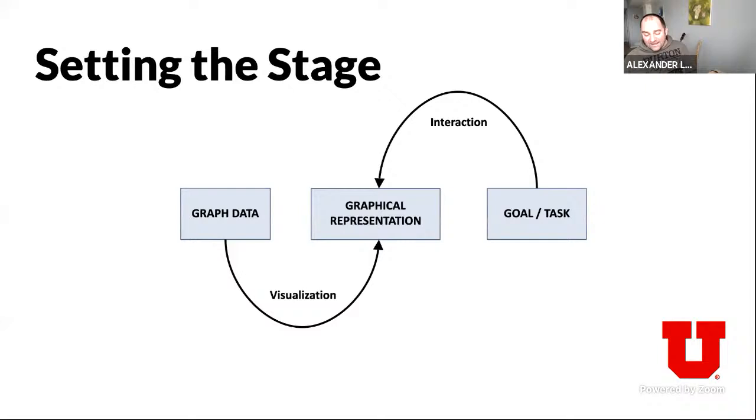As always, we have data and tasks. So network data, and then we have things that we want to achieve with that network data. Then we can pick graphical representations that are suitable for a particular data set and suitable for achieving a particular task. So we'll have to look at networks through these two lenses: what is the data, and what are the tasks that you want to achieve with it?